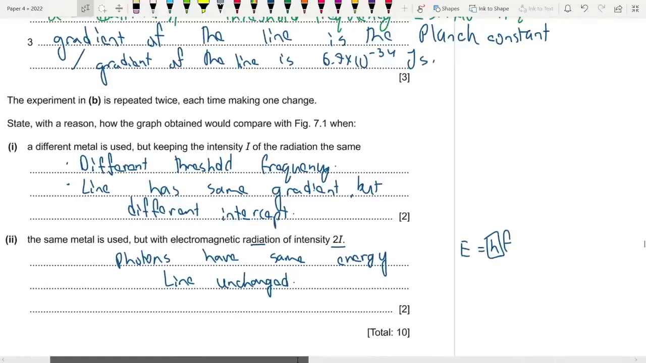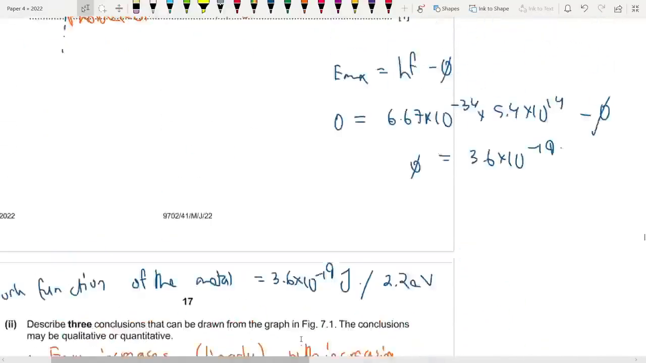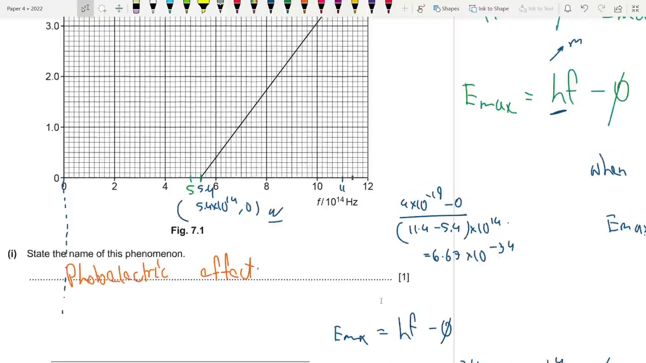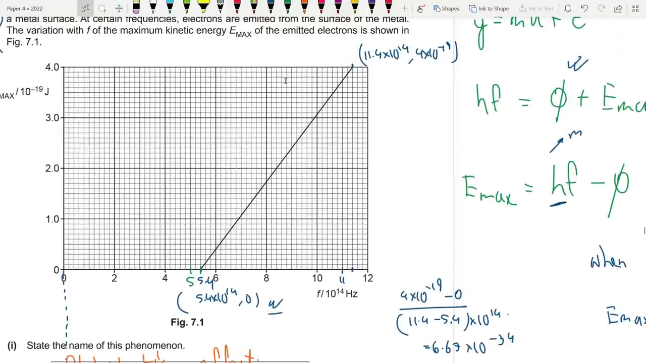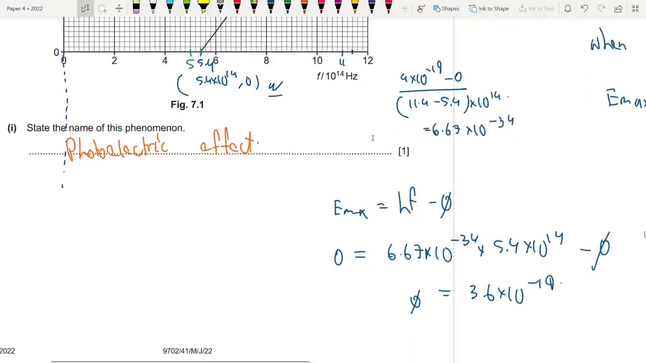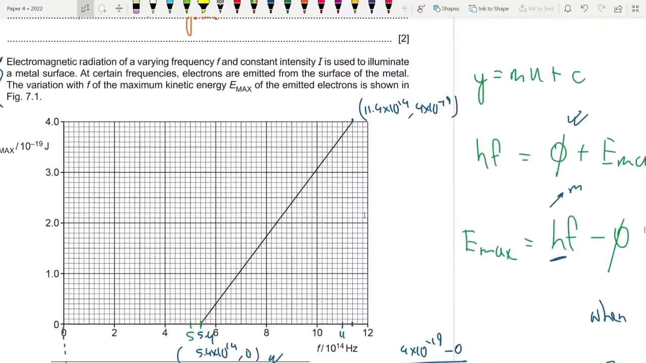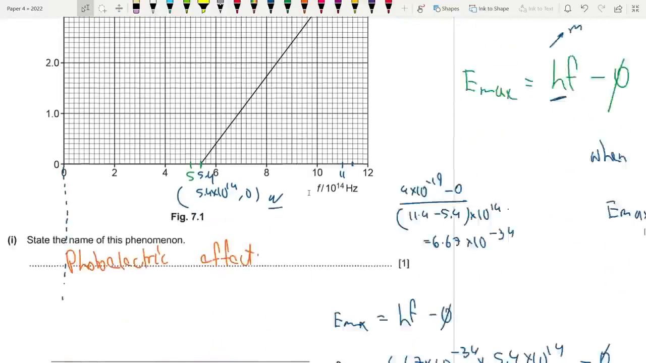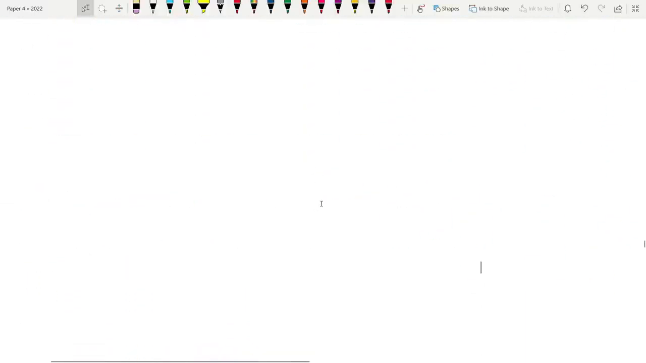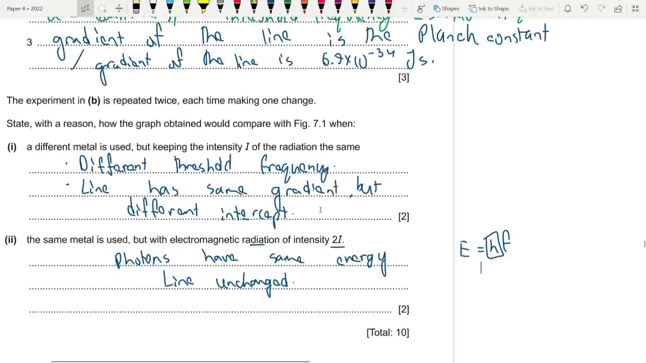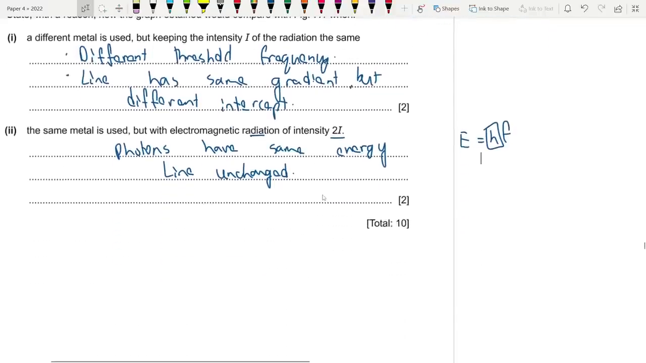Frequency in what sense? Basically, h, Planck's constant, is independent of frequency. So even if the intensity is changed, the energy will be constant. I'll show you how. You guys might be thinking, if you change frequency, energy is supposed to change, right? So how do they have the same energy?